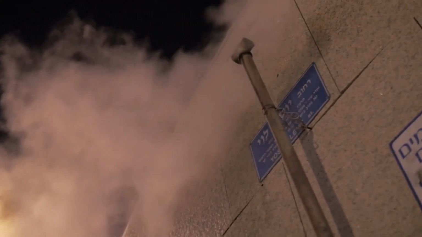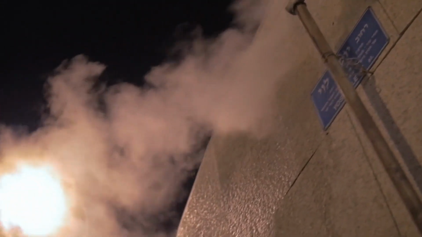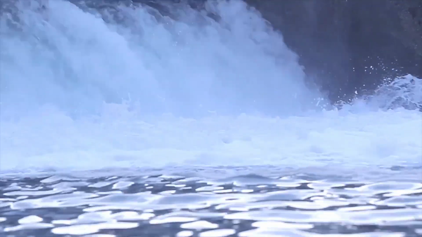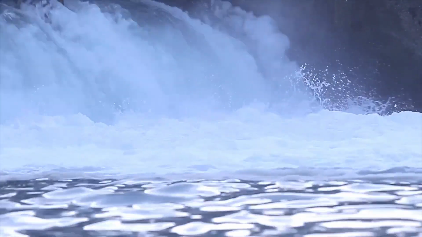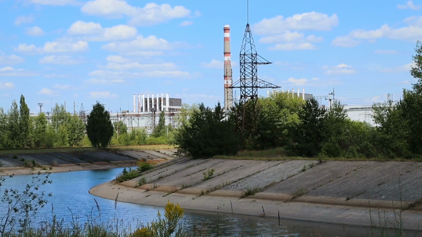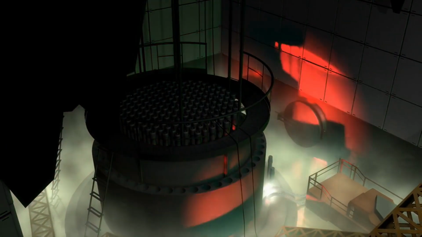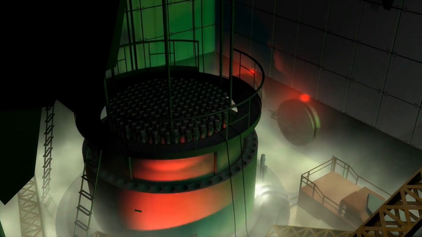Condensation and recirculation. After passing through the turbines, the steam is condensed back into water in a condenser. The condensed water is then recirculated back to the steam generator to be heated again, continuing the cycle. Safety is paramount in the operation of nuclear power plants. Numerous measures are in place to prevent accidents and mitigate their impact should they occur.